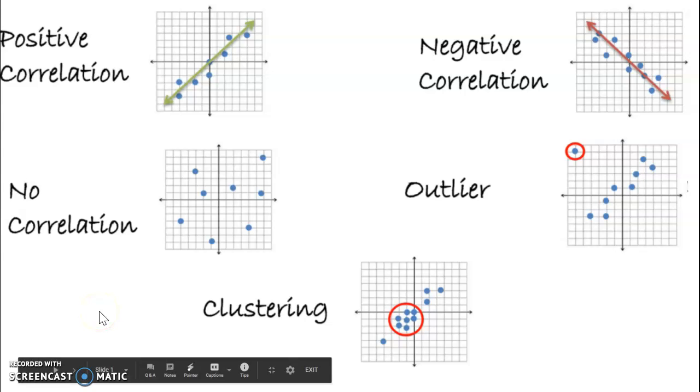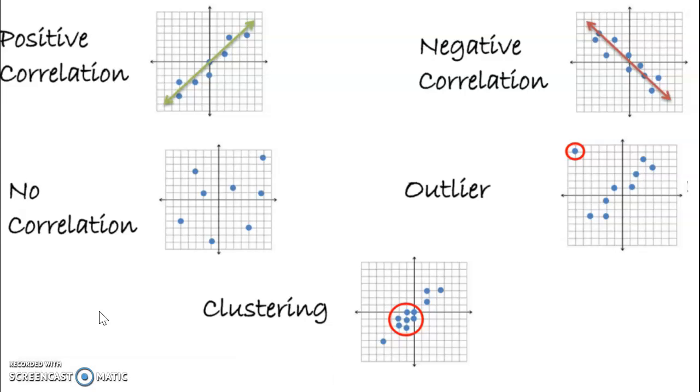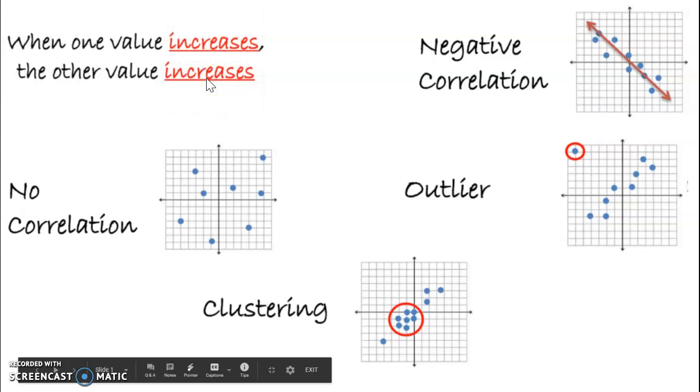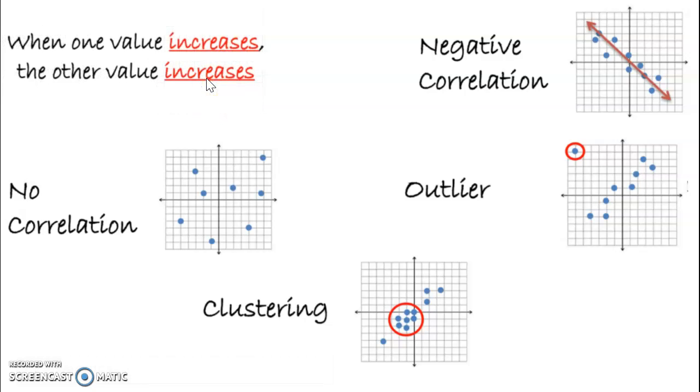All right, so today we're going to be learning about scatter plots and their different correlations. A scatter plot is a plot that has points that show a relationship between two sets of data. Scatter plots help us make predictions, but in order to make predictions, we need to know the different correlations. First we have positive correlations. A positive correlation is when one value increases, the other value increases. So when your X value increases, your Y value increases.